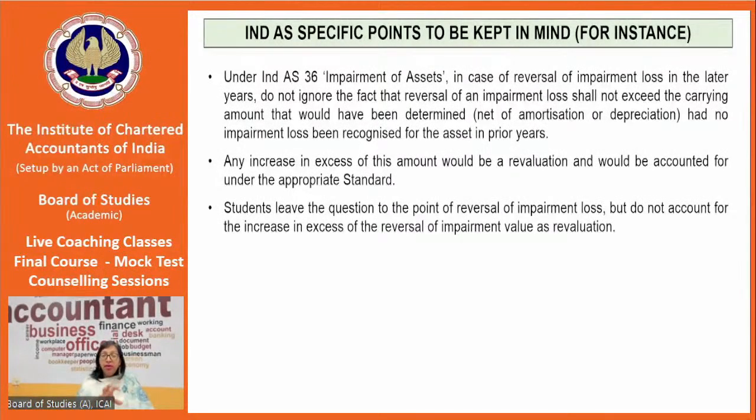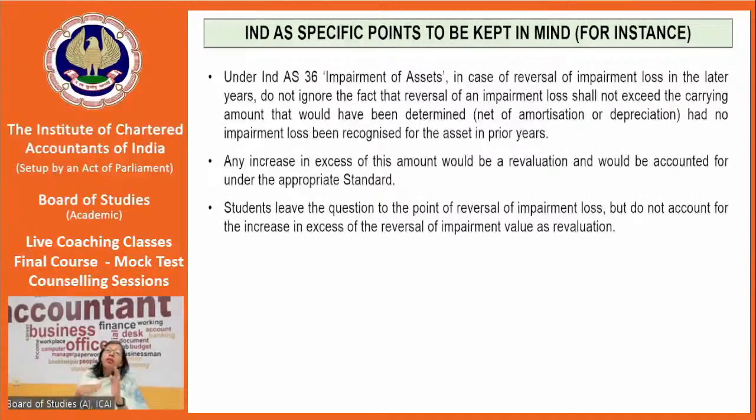Whenever you are reversing the impairment loss, you have to calculate the carrying amount keeping in mind that earlier there was no impairment loss. And when there was no impairment loss, what would have been the depreciation you would have deducted till date, whatever the amortization is to be done, and what would now have been the carrying amount without impairment loss. To the extent of that carrying amount only, impairment loss can be reversed.